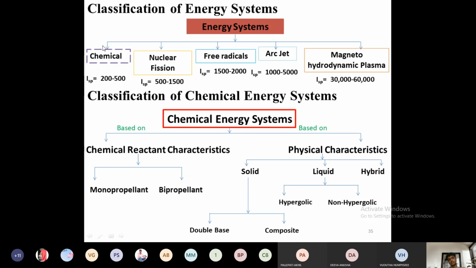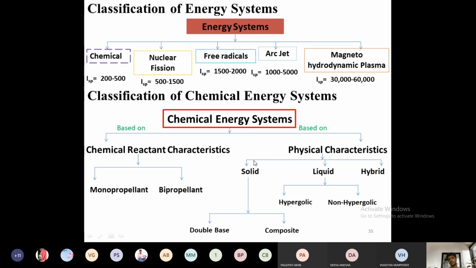So chemical energy systems are largely developed, and further these chemical energy systems have been classified into various types based on the chemical reactant characteristics, whether it is reacting by itself, or reacting with some other propellant. So the first classification is based on the chemical reactant system. There are 2 types of propellants under this classification, which are monopropellant and bipropellant. Whereas based on the physical characteristics, we classify this propellant system into 3 types. The first one is solid, the second one liquid, and the third one is hybrid system.